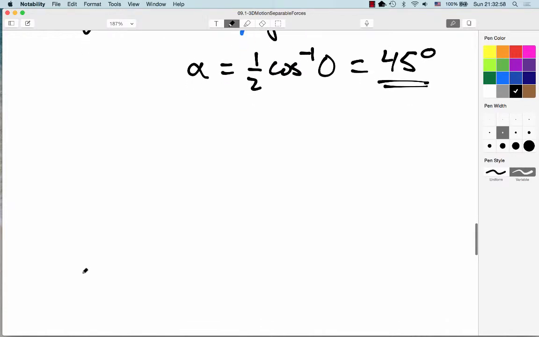Okay. Well, you know I can't leave well enough alone. So now it's time to introduce linear air drag into the problem.